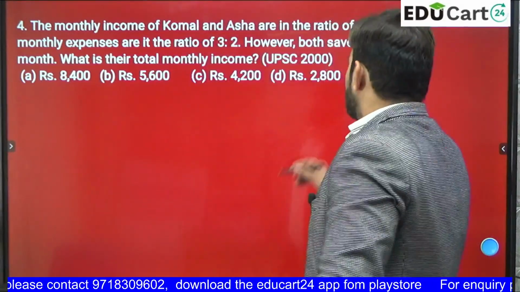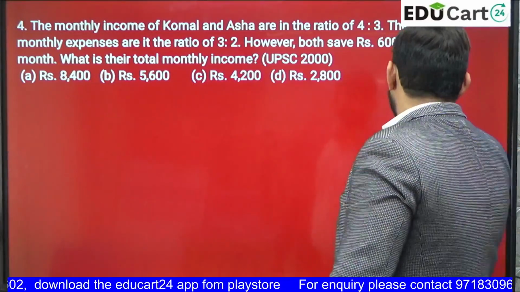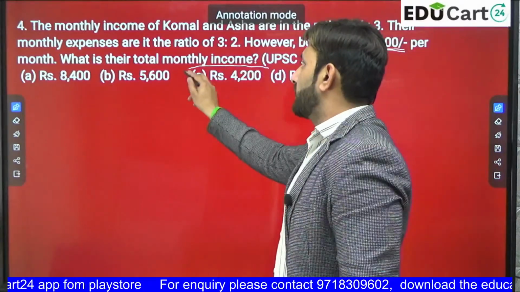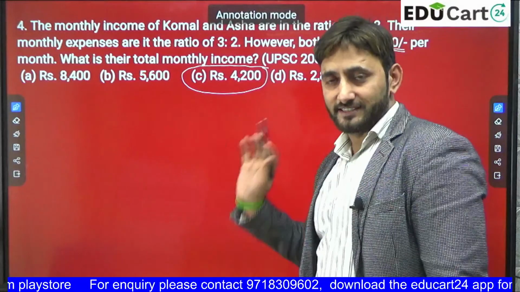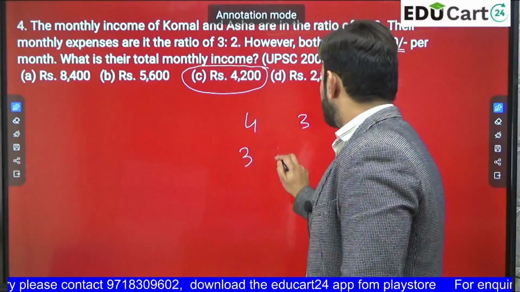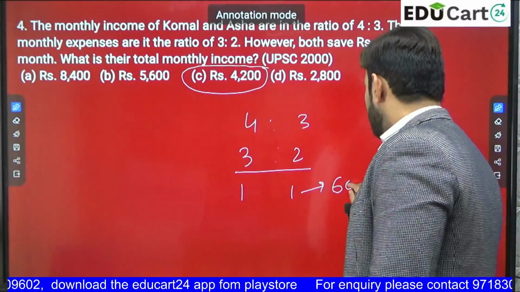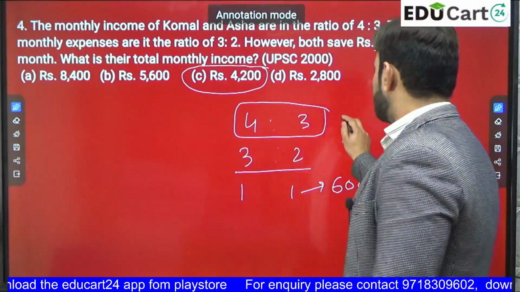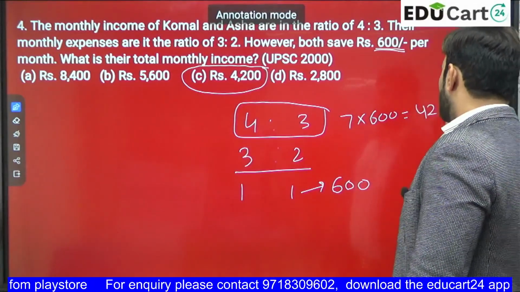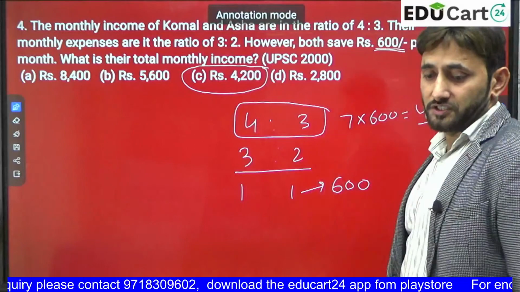Okay, my dear. Now, earlier it was 6,000. If this was 6,000, then our answer was coming out to be 42,000. Now it is 600. So our answer will be 4,200. Same question, exactly the same question. So income 4:3, expenditure ratio 3 is to 2. So their difference will be one part, one part. One part is 600. So their combined income will be 7 parts. One part is 600, so 7 parts will be 7 into 600, 4,200. Got it? Now let us take one more question.